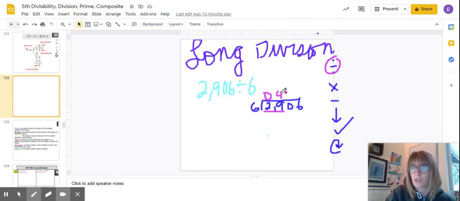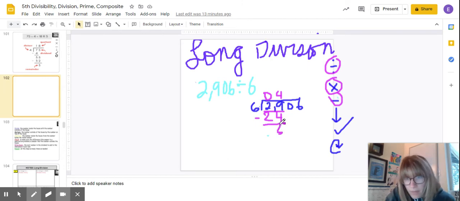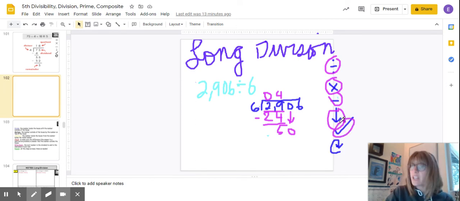You put it up in the quotient spot and multiply. 6 times 4 is 24. And subtract. So we multiplied and subtracted, which gets us a 5. Then you bring it down. What are we bringing down? Our next digit. Our digit happens to be a 0. And check. Does 6 fit into 50? Yes, it does. So we want to repeat our steps to find out how many times.